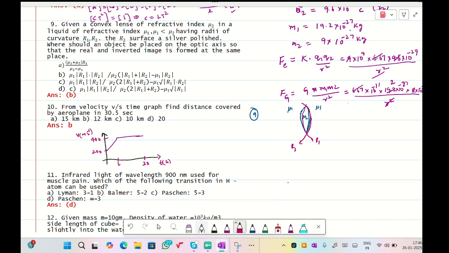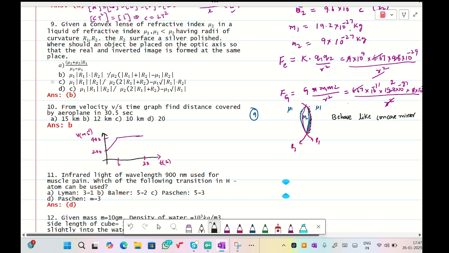According to the question, they're asking here R2 silvered. This is silvered, so immediately we have to think that it behaves like a mirror. And which mirror? Concave mirror. It behaves like a concave mirror. Now the mirror formula, and the condition given is that the real inverted image is formed at the same place, that means U is equal to V, let that equal X, say.